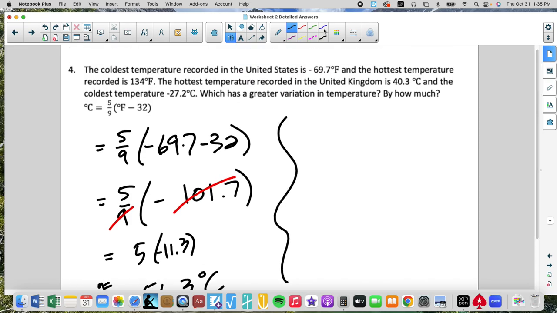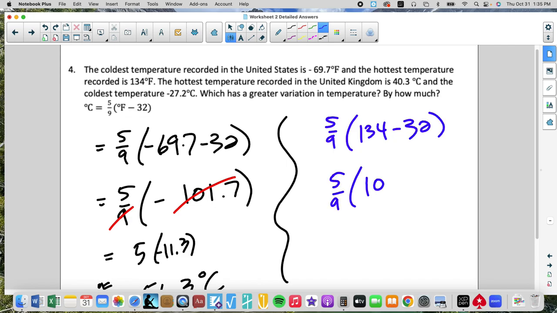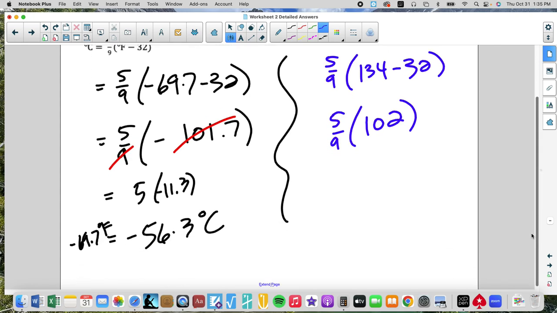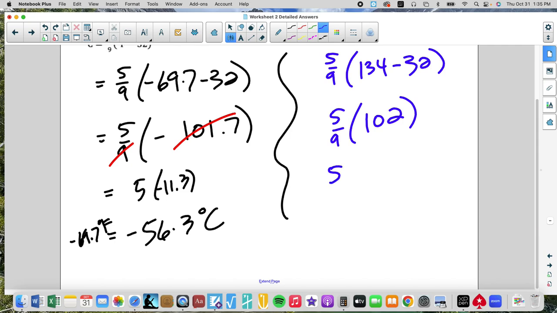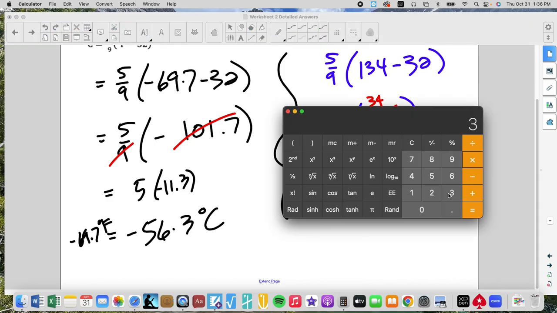Okay, now let's do the high temp. So we have 5/9 times 134 minus 32, which is 5/9 times 102. And now that doesn't reduce. I mean, 3 goes into both of them. This is going to be 3 because 3 goes into this 3 times, 3 goes into this 34 times. So we have 5 times 34 over 3. 5 times 34, divided by 3, equals 56.6.